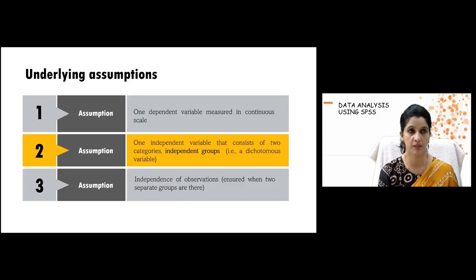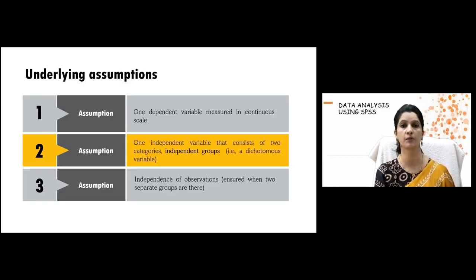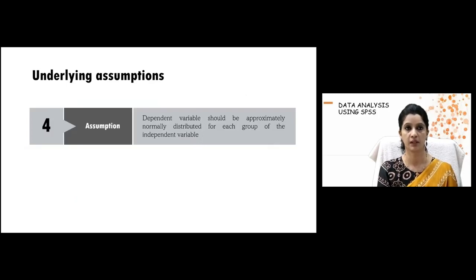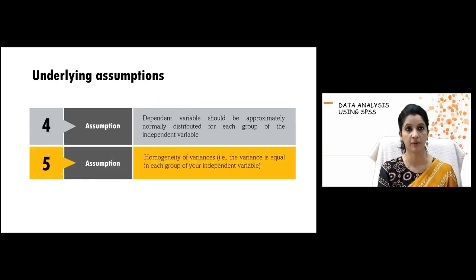The third assumption is that there should be independence of observation. As in the chi-square, independence of observation means that the two groups are different, and if you have counted one person in one group, we will not count the same person in the other group. That is what we mean by independence of observation. The other underlying assumption is that the dependent variable should be approximately normally distributed for each group of the independent variable.